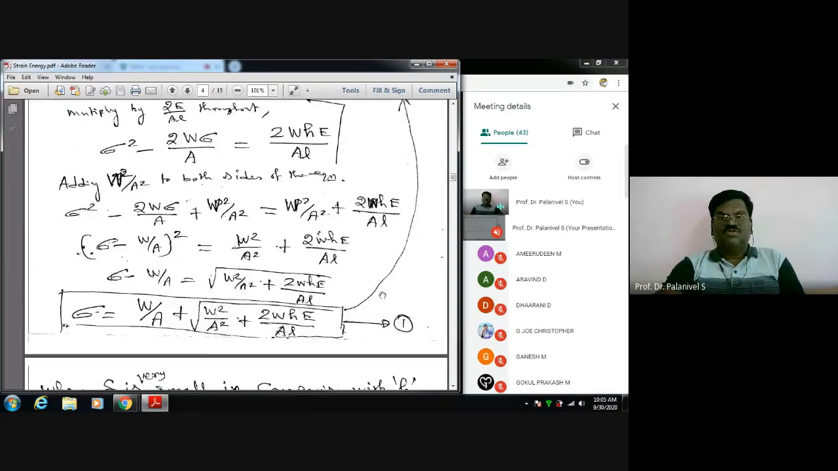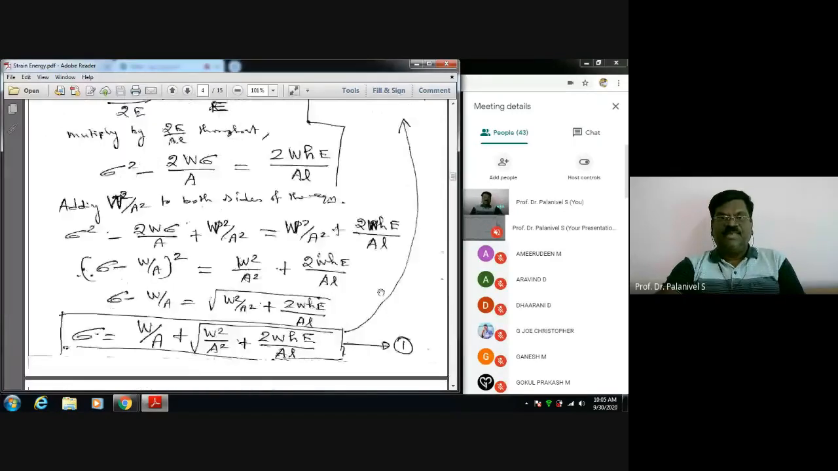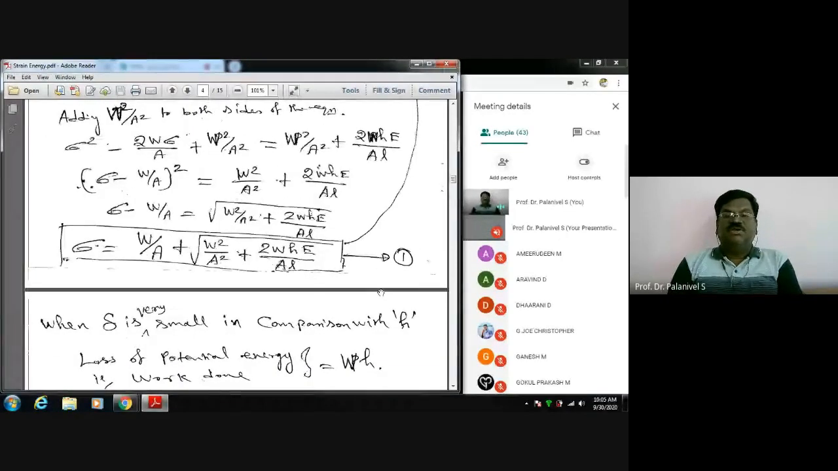So you have to use this expression in order to compute the stress induced in the material of the bar when it is subjected to impact force. When your bar is subjected to impact load, you have to use this expression for determining it. No other way, you have to memorize this equation. I advise all of you to memorize this equation. Being a student, you can memorize so many things.